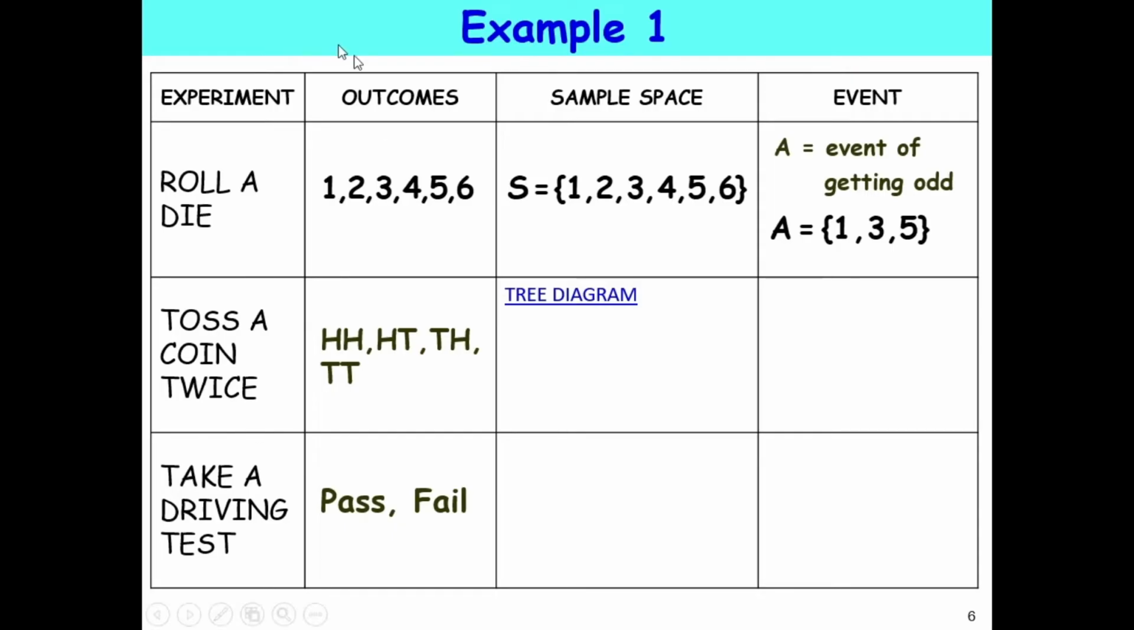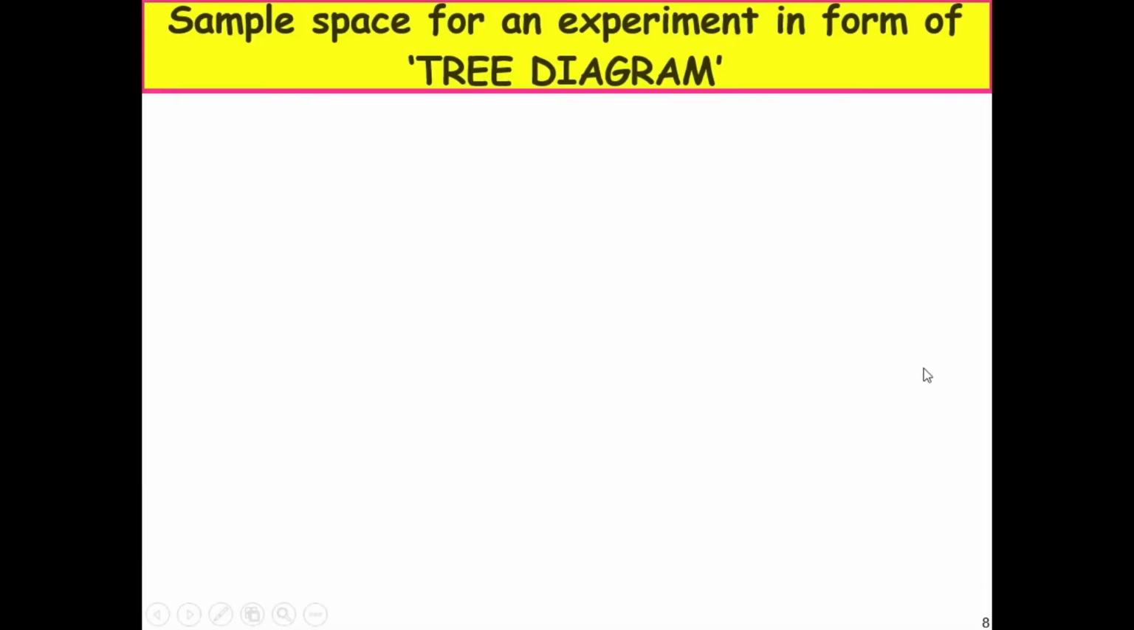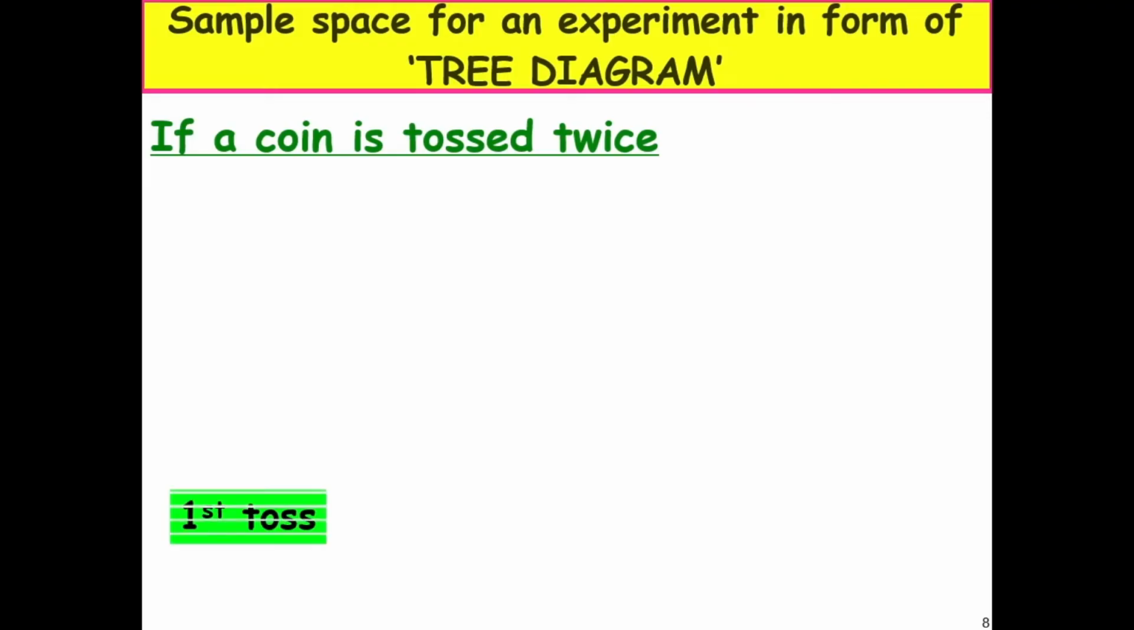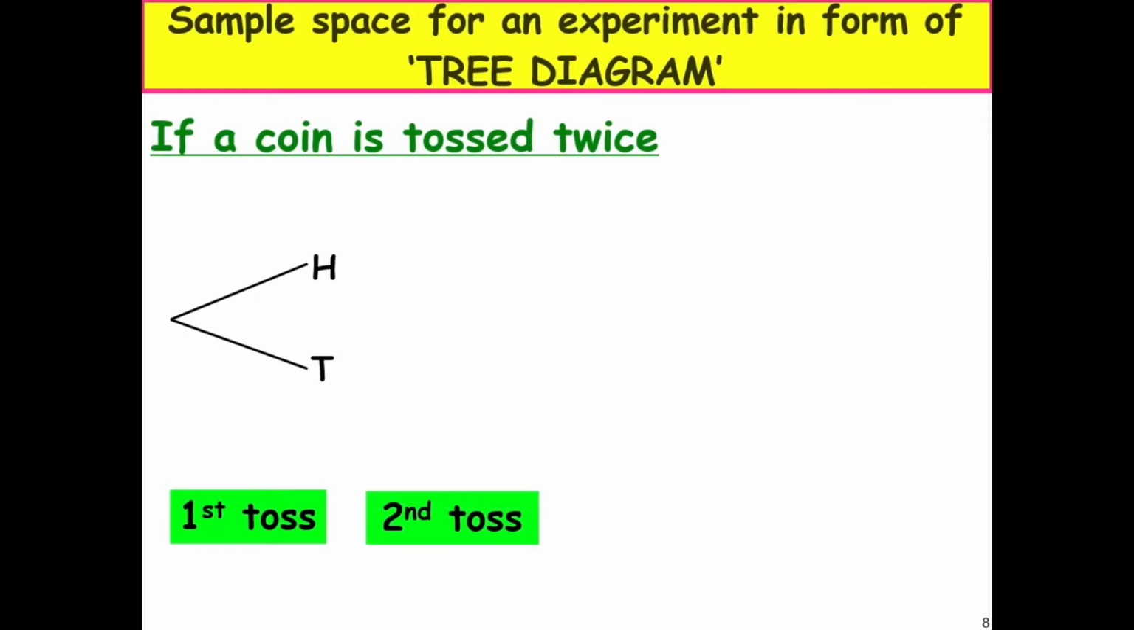Let's move on to the second example. Toss a coin twice. We can see the whole sample space for this experiment in the form of a tree diagram. If a coin is tossed twice, during the first toss there are two possible outcomes, either a head or a tail. Now, if we got a head in the first toss, in the second toss it can be a head or a tail. And then, if we got a tail in the first toss, it could be a head or a tail in the second toss. We're going to get four possible outcomes.